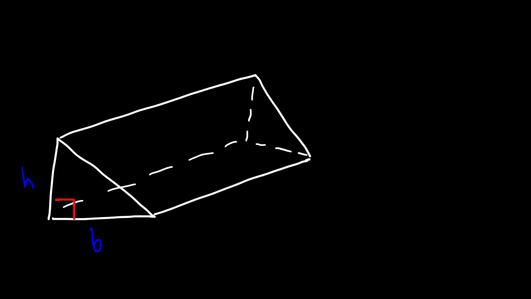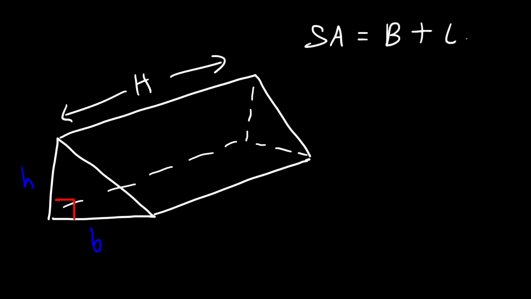Now let's go back to this figure. How can we calculate the surface area of a triangular prism? Now keep in mind the formula can vary. This is the base, this is the height, and this is the height of the prism. The general formula is this: the surface area is the area of the base plus the lateral area.